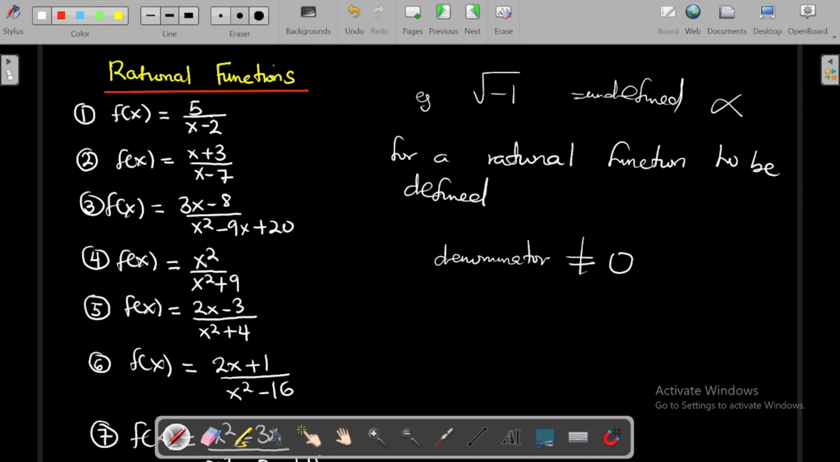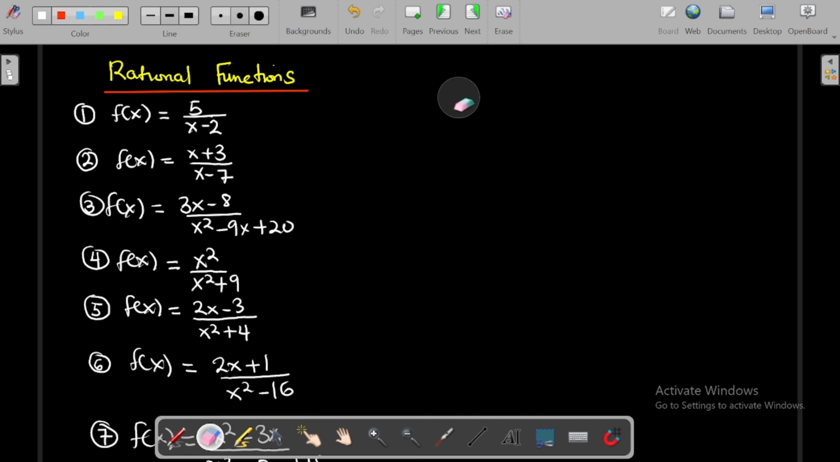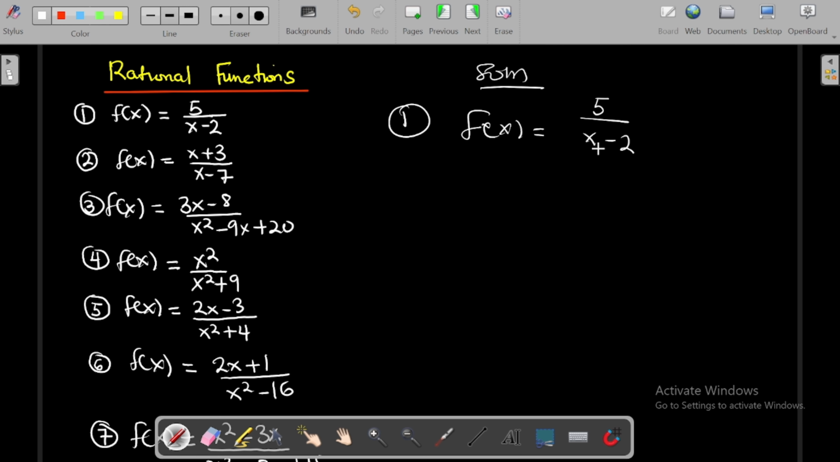So this is the idea that you are going to use to solve the domain of rational functions. Now let's find the domain of all the rational functions that we have here. Our first question is f of x is equal to 5 all over x minus 2. Since this is a rational function, what number can we put inside this expression to make this whole expression undefined? We set the denominator not equal to 0. So x minus 2 should not be equal to 0, and from here x should not be equal to 2, because you take the 2 to the right hand side of the equation. So the domain is x is such that x is not equal to 2.